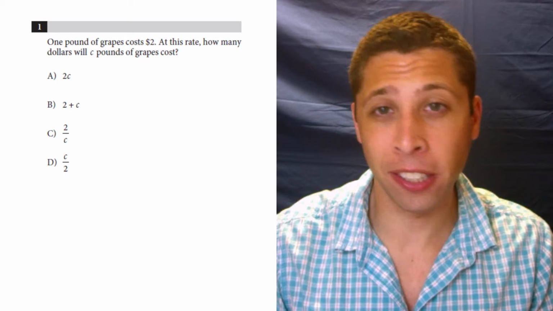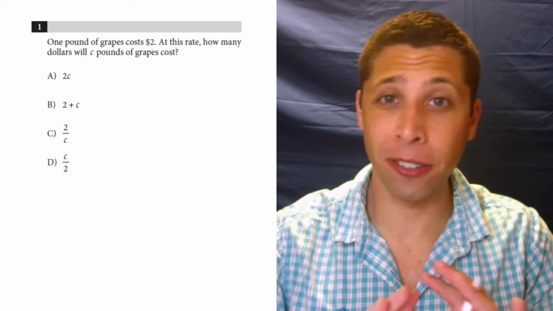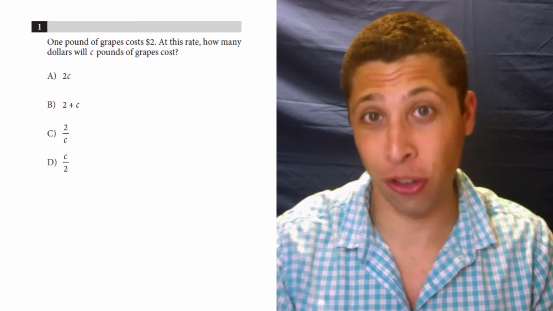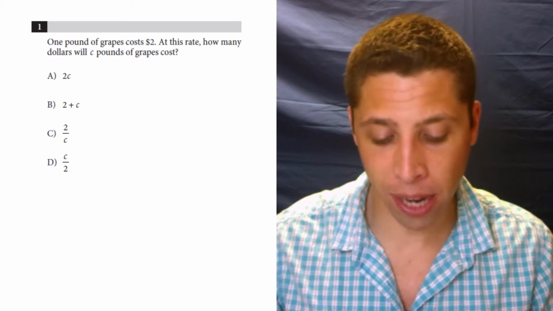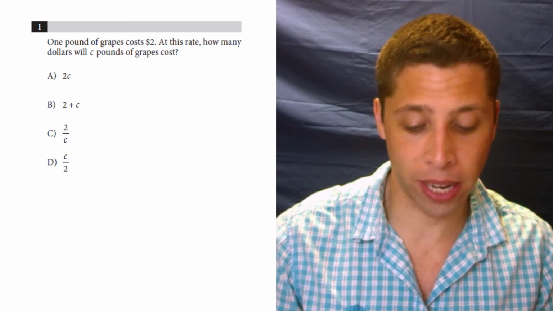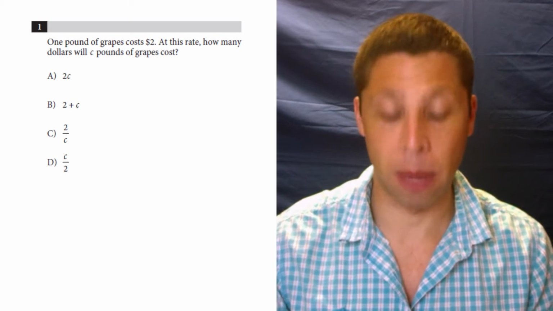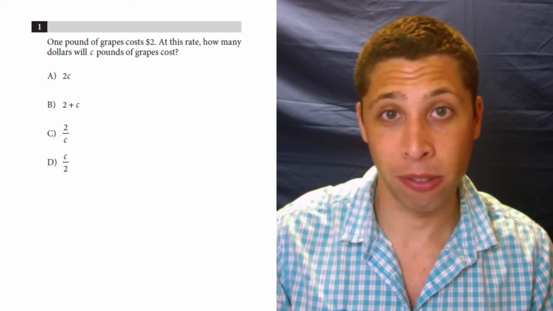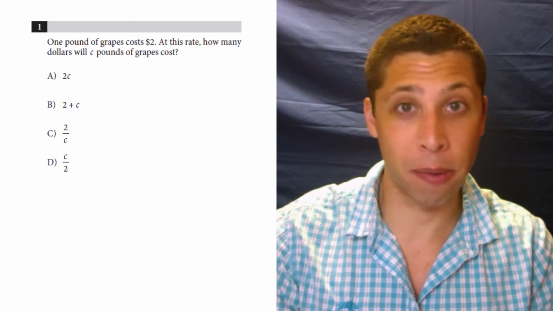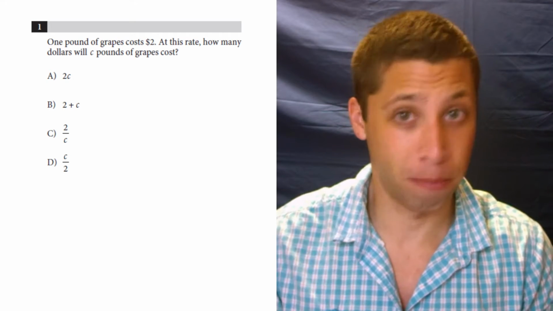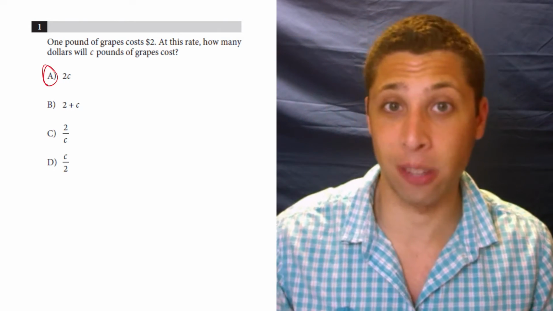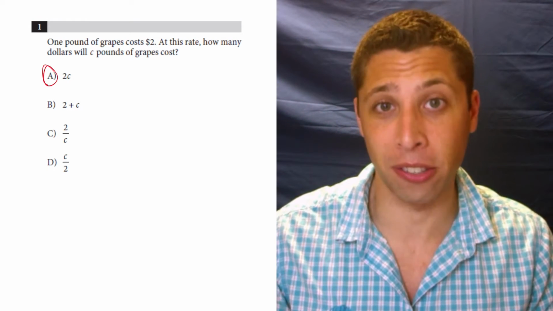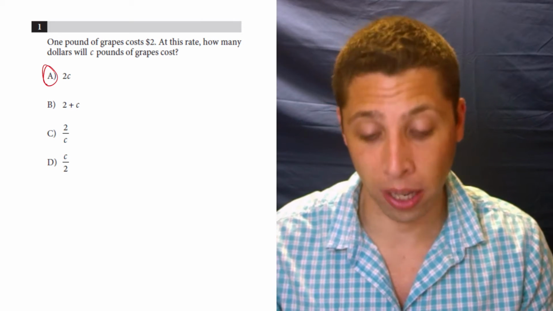Okay, number one here is testing a pretty standard, very important idea for math in general. It's just how do rates work, right? So 1 pound of grapes costs $2. At this rate, how many dollars will C pounds of grapes cost? Well, if each pound costs $2, then I would just multiply the number of pounds I have by $2. So 2 times C is 2C. That's the whole question. You don't really need to do much else other than just understand how these things work.